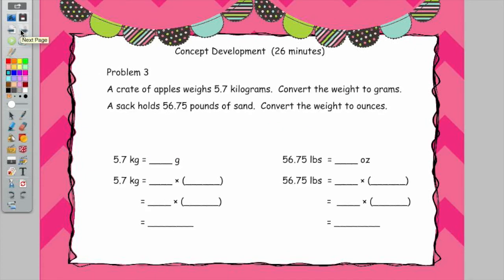These are not the metric system. Well, the first one is. Here's what it would look like if there were word problems, okay? So here's a habit I want you to get into. A crate of apples weighs 5.7 kilograms. Convert the weight to grams. I want you to identify your 2 units of measurement, okay? And underline them or highlight them. So go ahead and do that now.